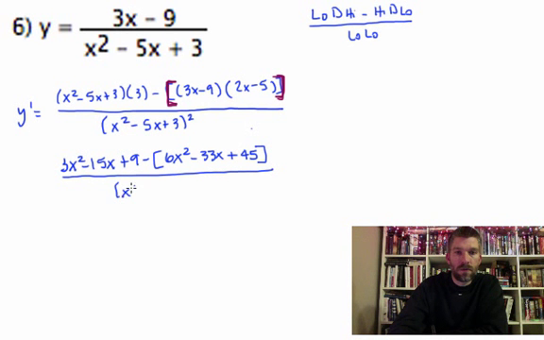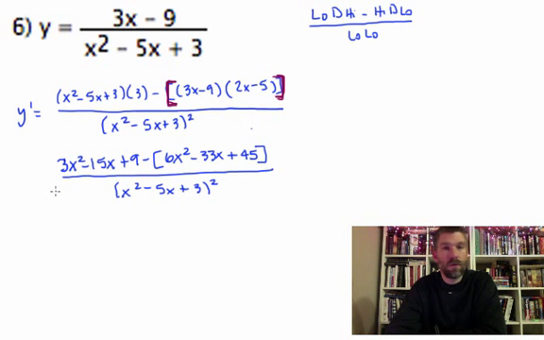Over x squared minus 5x plus 3 squared. Okay, then just combine down, and this is 3 of course, even though right here it's hard to tell. So now just combine all the things together that have the same variable and exponent. So 3x squared and 6x squared become negative 3x squared.